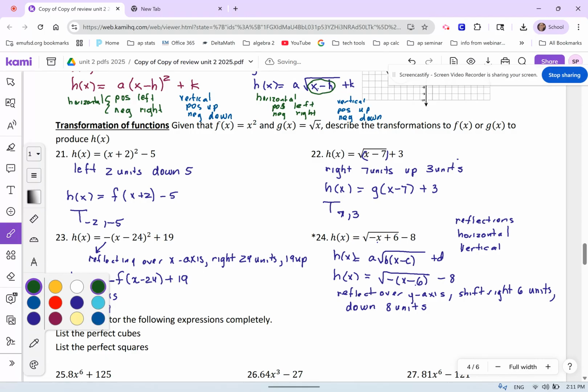In function notation, it would be h of x is equal to f of negative parentheses x minus 6, close the parentheses, minus 8. And basically, using last year's notation, you're reflecting over the y-axis, and then you're translating 6 units to the right and 8 down.